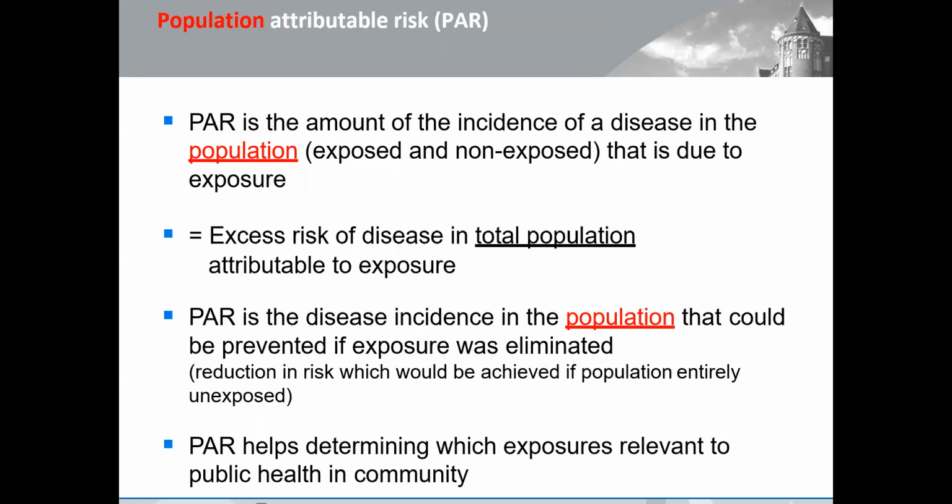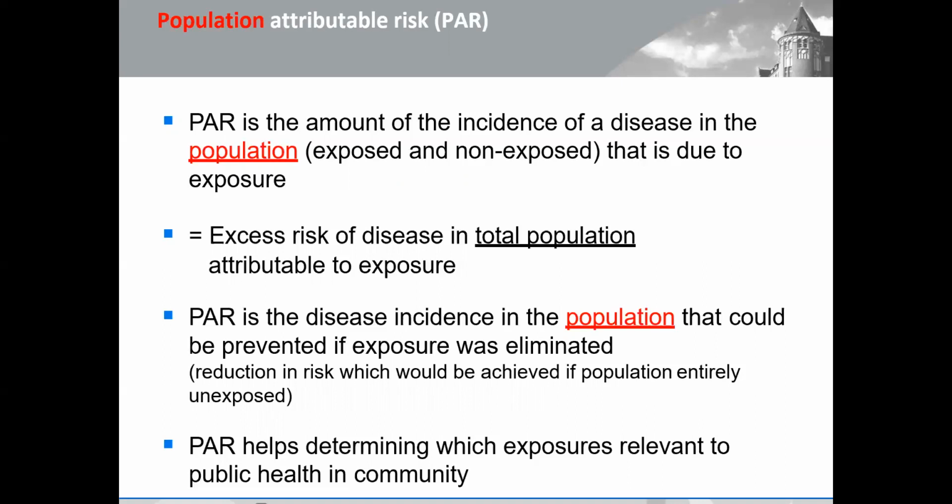So what is population attributable risk? It is the amount of incidence of a disease in the population, both exposed and non-exposed, that is due to the exposure. The difference is, just remember, in this case we are looking at the whole population as opposed to the separate categories. So it is the excess risk of disease in the total population attributable to the exposure. It is also the disease incidence in the population that could be prevented if the exposure was eliminated.